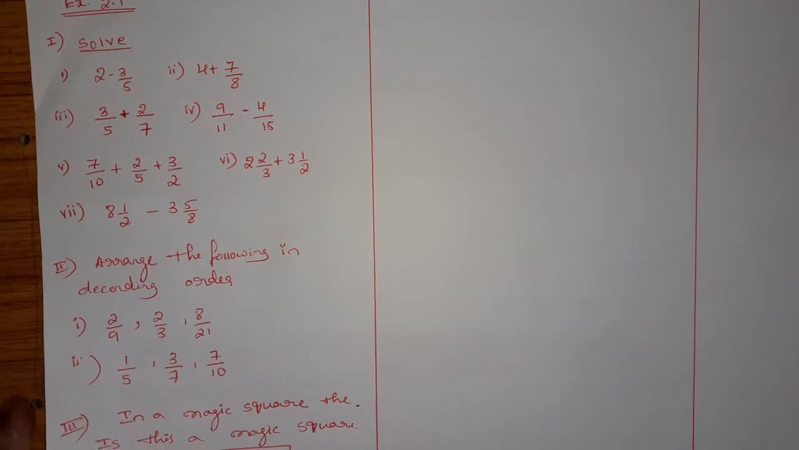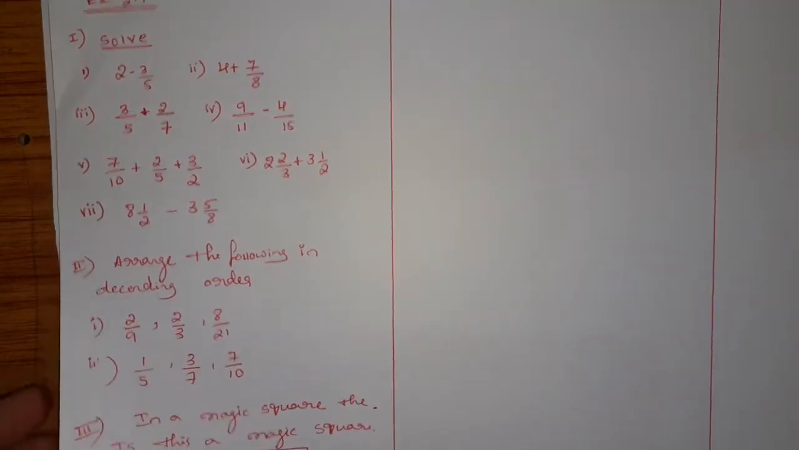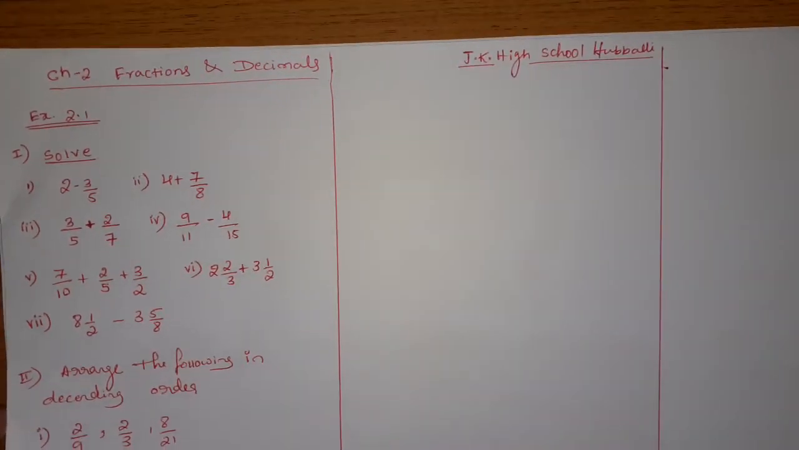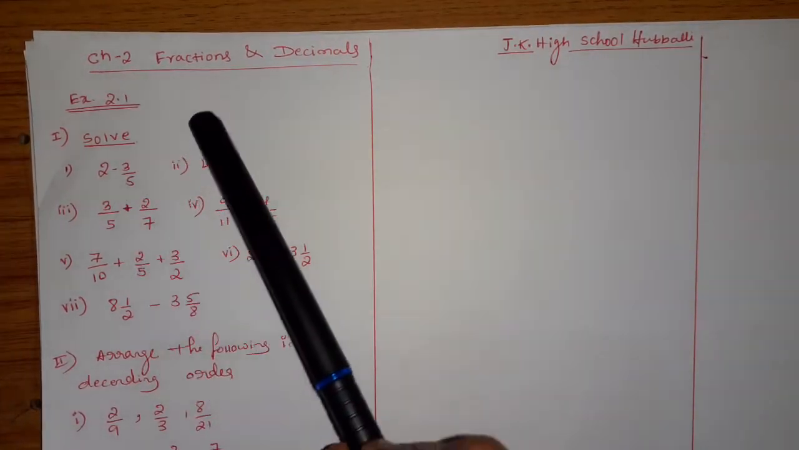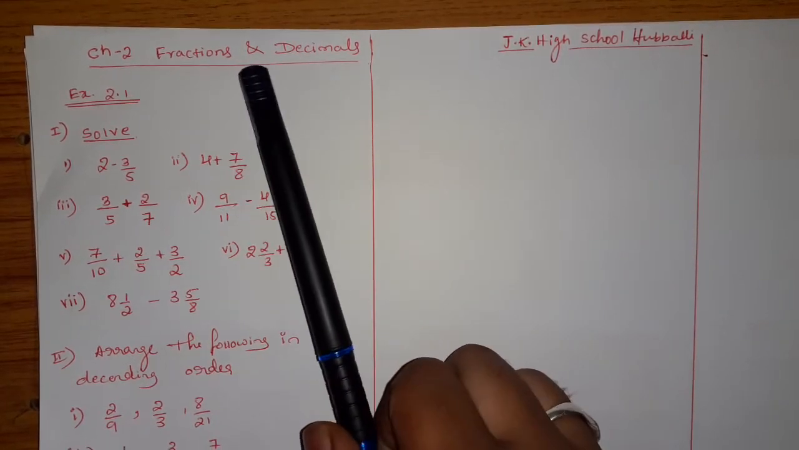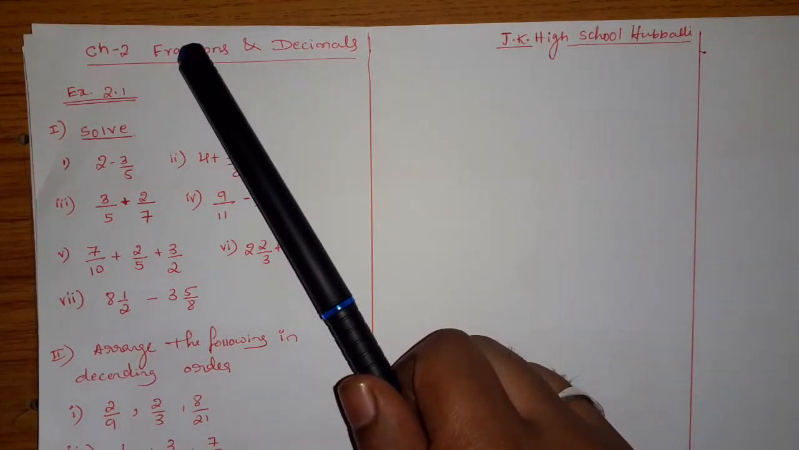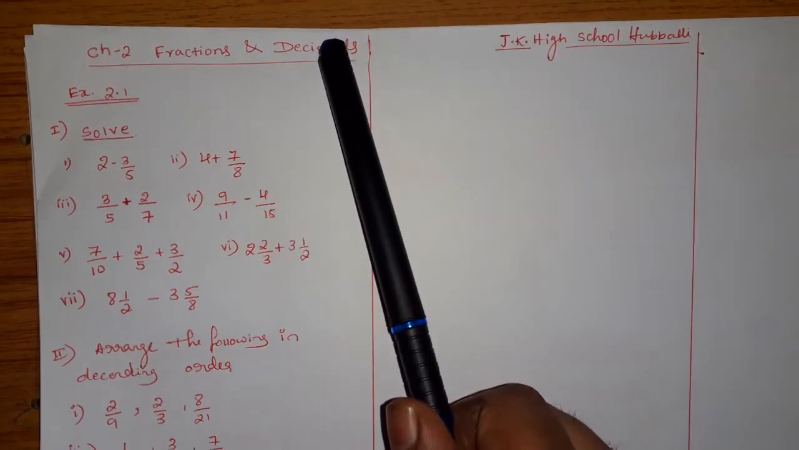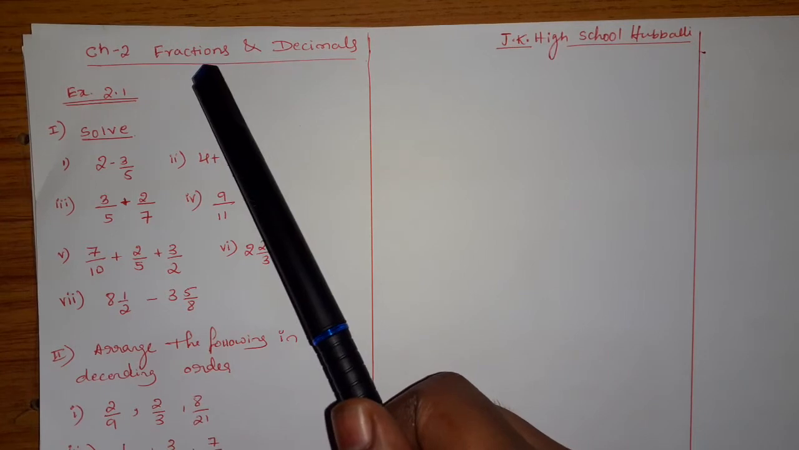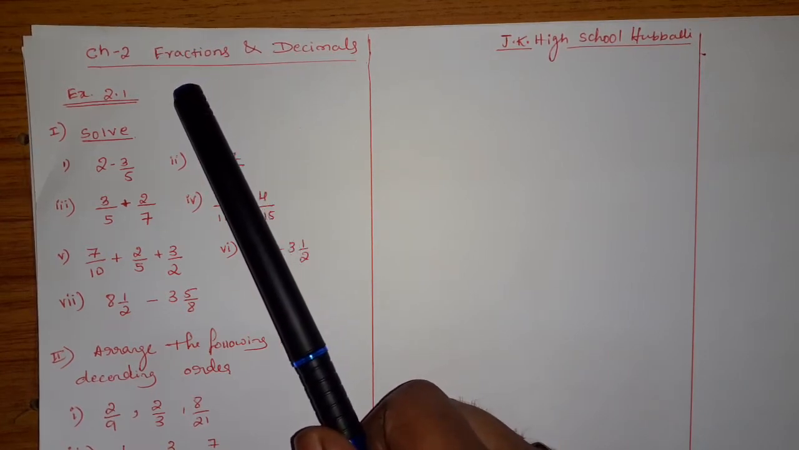Today I am starting the second lesson in 7th standard mathematics. That is chapter number 2, fractions and decimals. Already we learnt many basic things about fractions as well as decimals in 6th standard. Different types of fractions, how to add them, how to compare them.